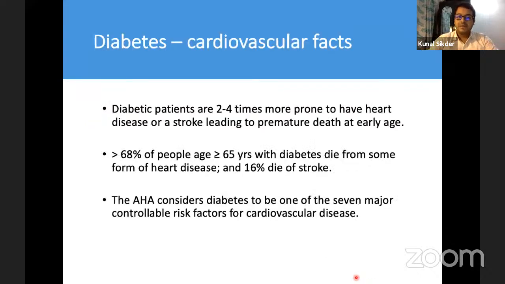So the diabetic patients are basically 2 to 4 times more prone to have heart disease or stroke. And more than 68% of people age 65 years or more with diabetes die from some kind of heart disease. The AHA, that is the American Heart Association, they consider diabetes to be one of the 7 major controllable risk factors for cardiovascular disease. So this is a very important factor regarding the heart disease and DCM especially.